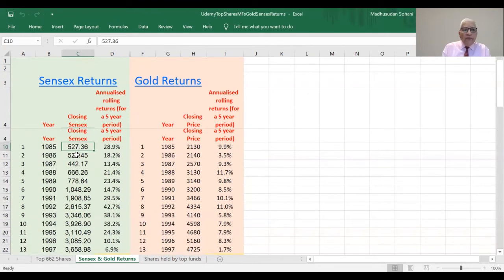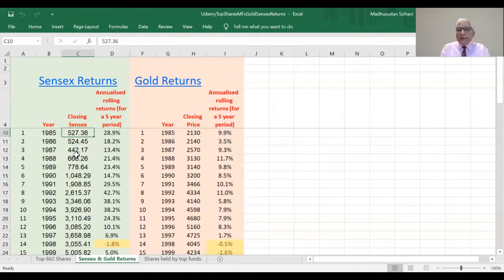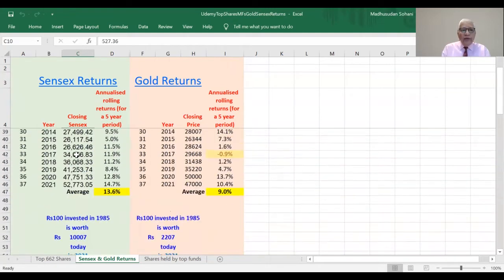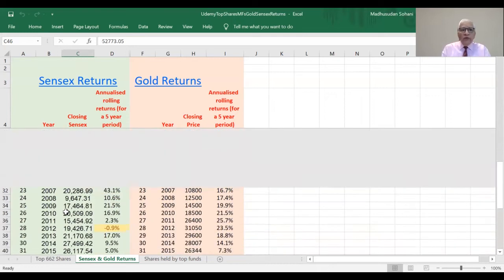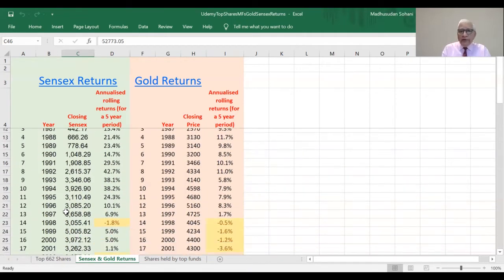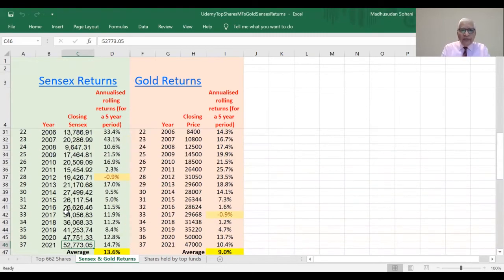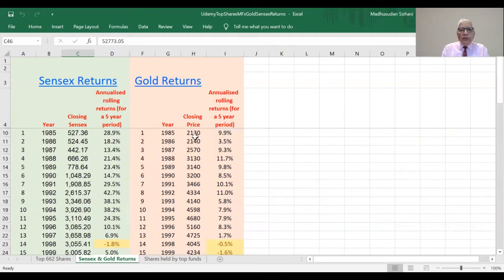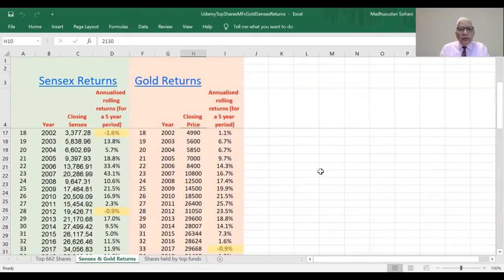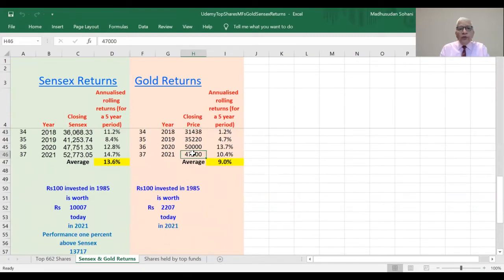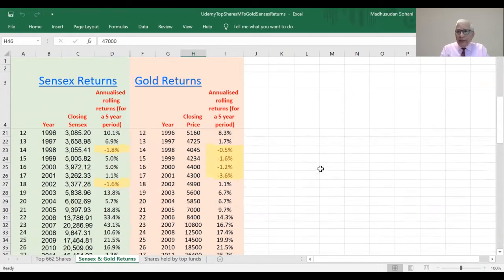So 527 on 31st December 1985 has become 52,773 in 2021, that is today actually. December is yet to come. That has been the growth in the case of Sensex. Similarly, in the case of gold, the growth has been from 2,130, which was the price in 1985, to 47,000 in 2021. So this is how the data has been tabulated.